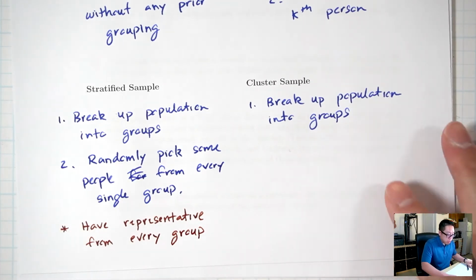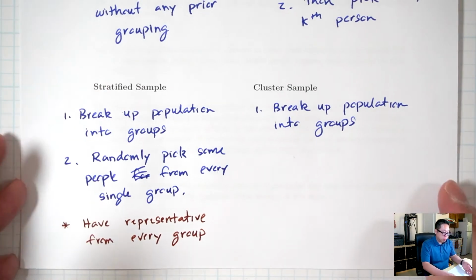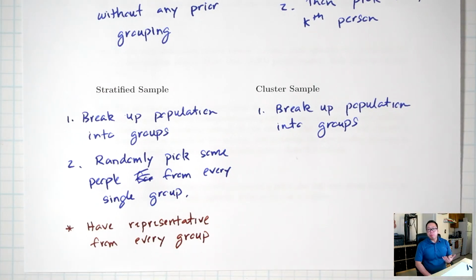Now, the typical types of groups that you see in reality is you may break up the population by gender, by age range, by income, low income, middle income, upper income, by location, north, south, east, west. And the reason you break up people into these groups is that you expect there to be some differences in these groups. So it's important that you include people from every single group in your sample.